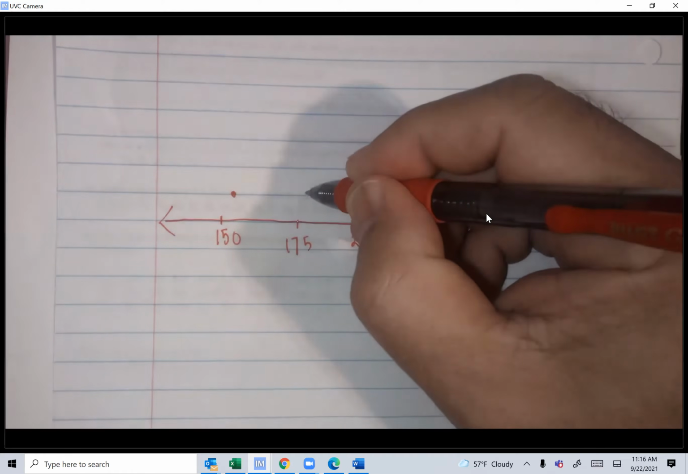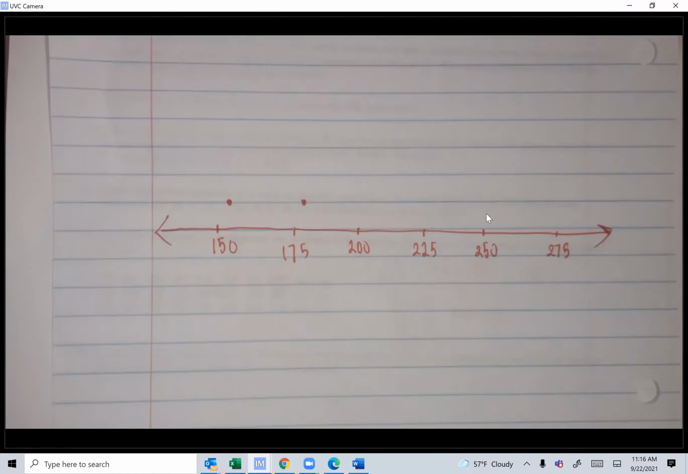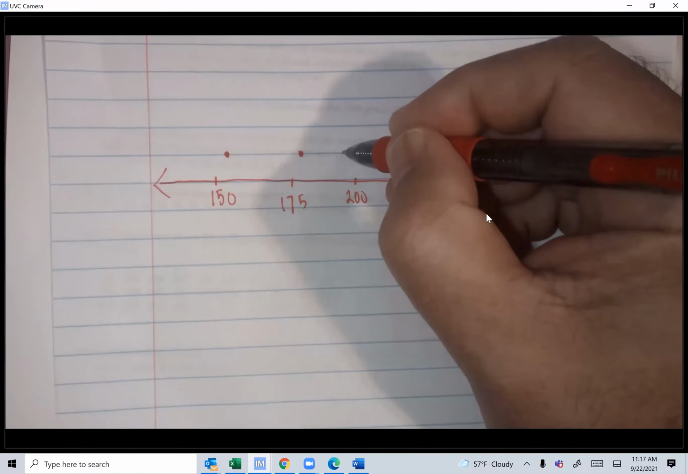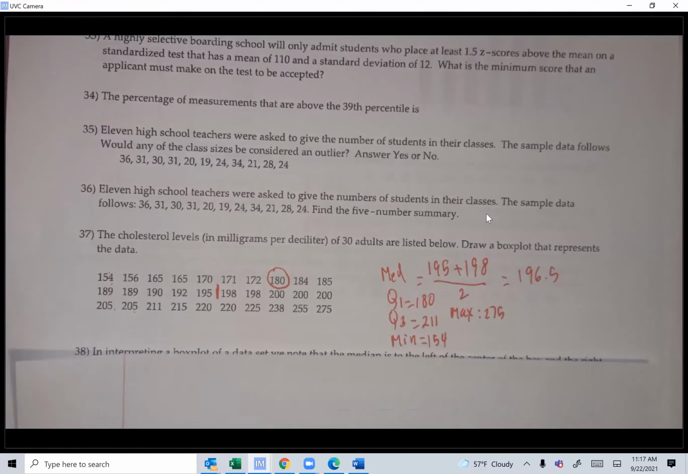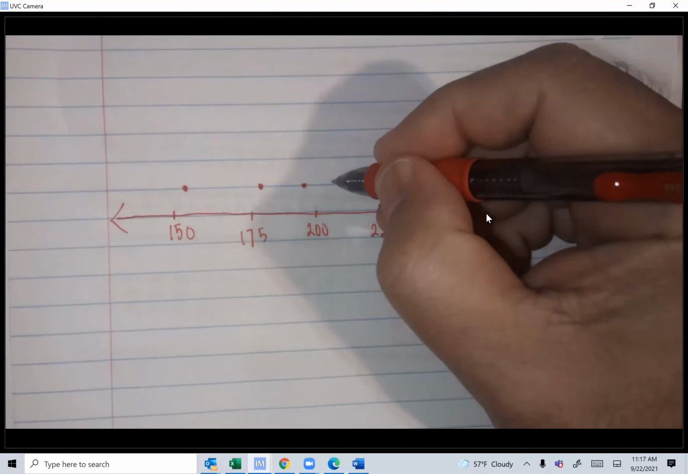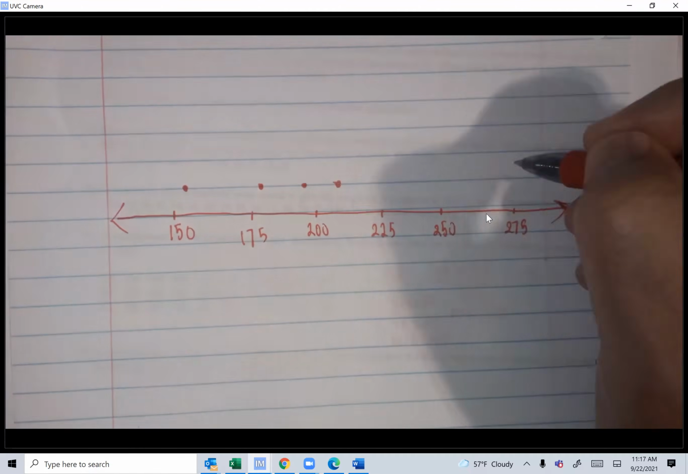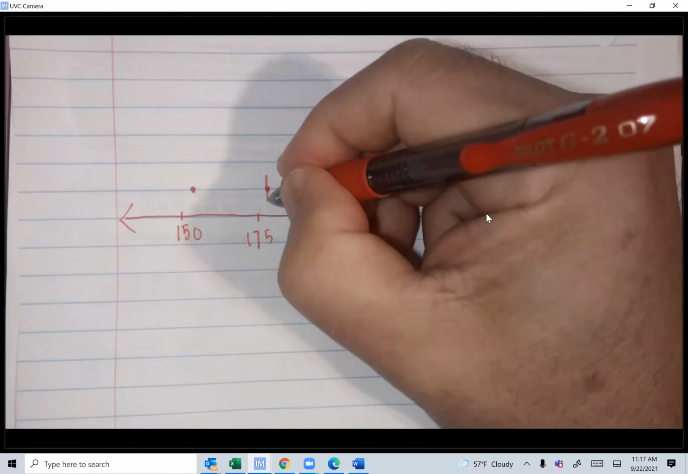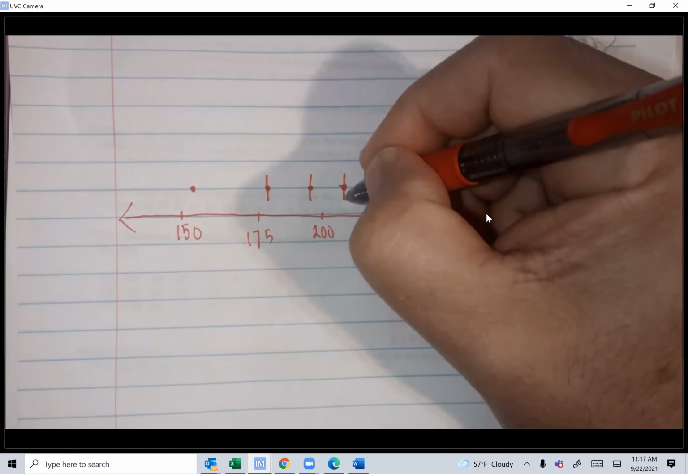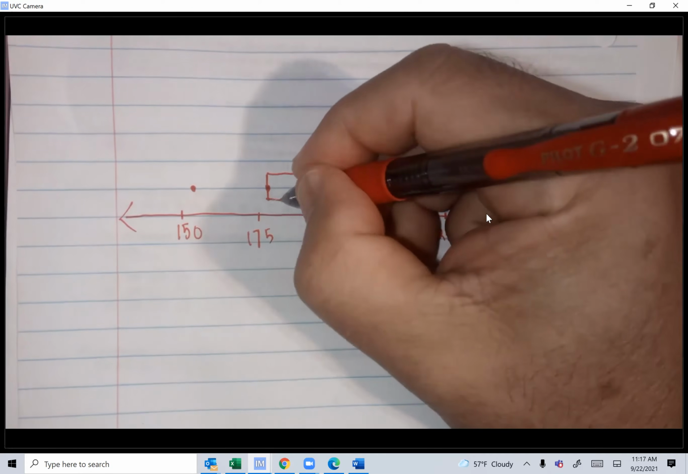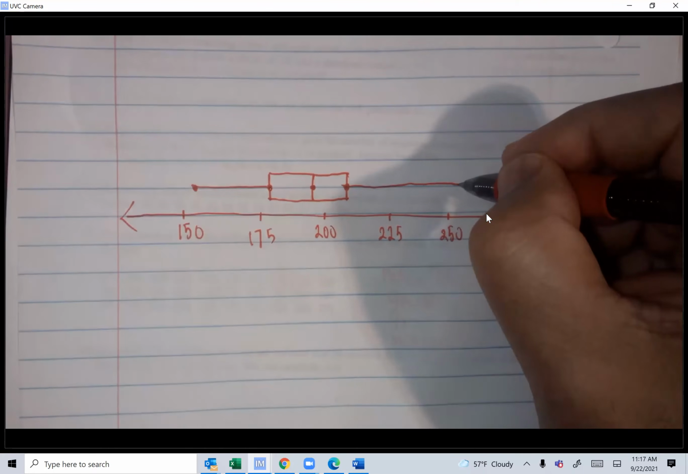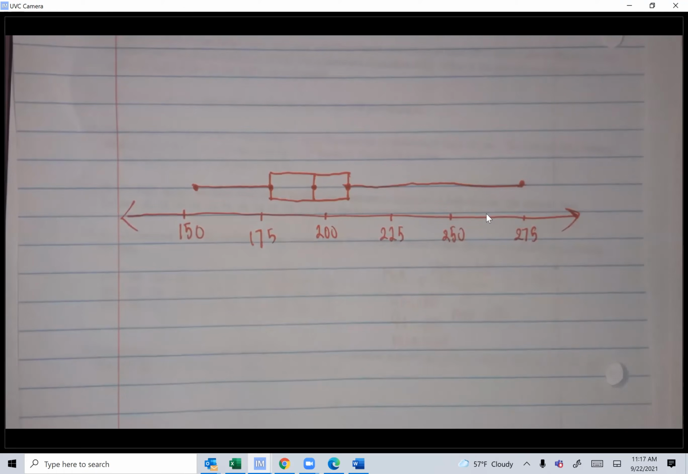Q1 is 180. That would be somewhere here, guys. A little bit to the right of 175. Q2, which is the median, 196.5. You guys agree with me? It's right before 200. And then Q3 is 211. Will be here. And then 275 right here. Okay, and watch, look how we construct the box plot. You do this. And that's the box and whisker plot.